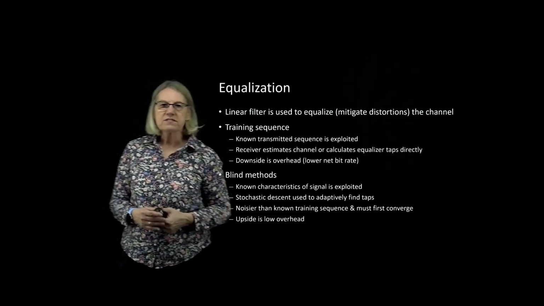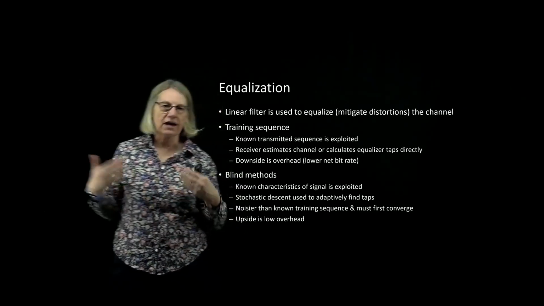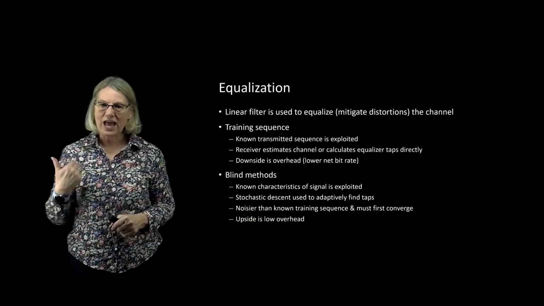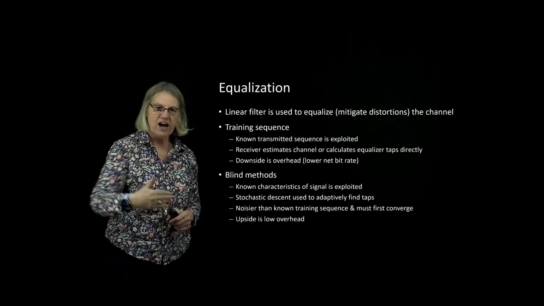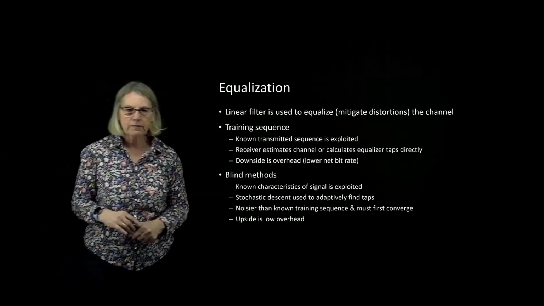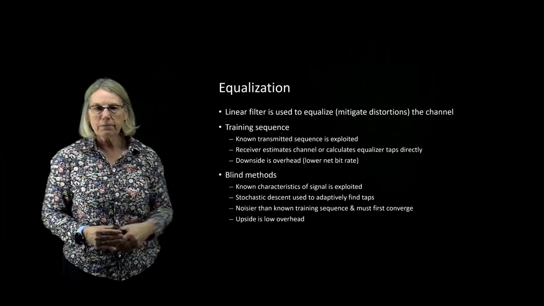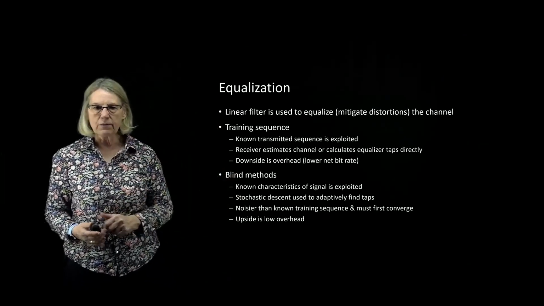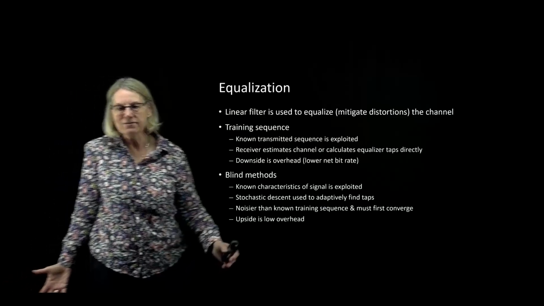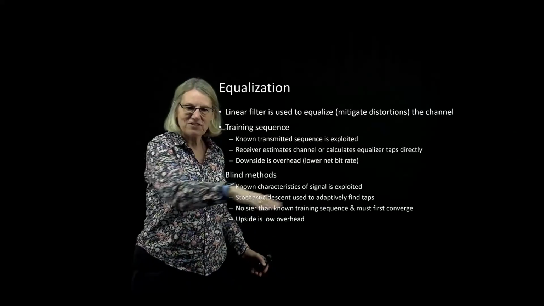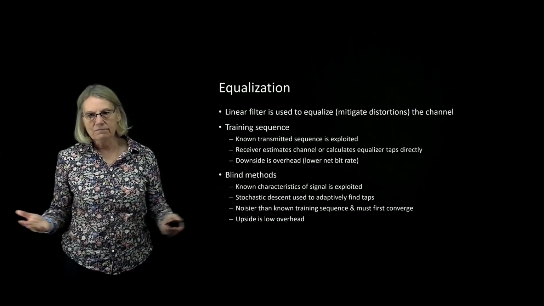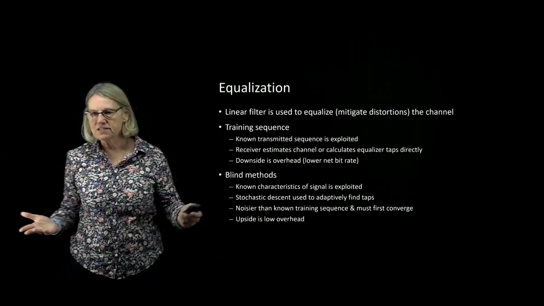When we do blind methods of adaptation without knowledge of the training sequence, we often use a stochastic descent that adaptively finds the optimal taps for the linear filter. This is a noisier solution. The blind method is noisier than the training sequence, but the upside is you have very low overhead. There's no overhead for this. Well, there's a little bit of overhead because you have to do this stochastic descent. It takes you a little while to get to the right taps, but generally it's still a good approach.